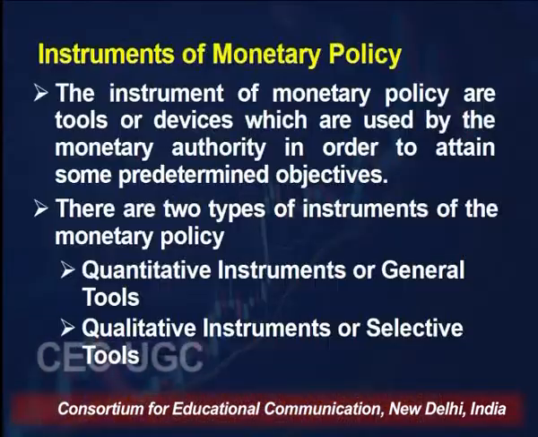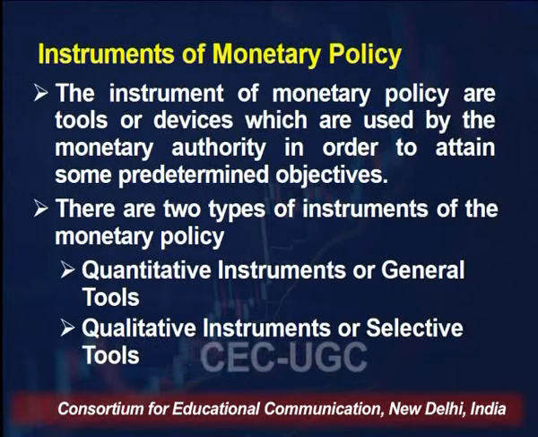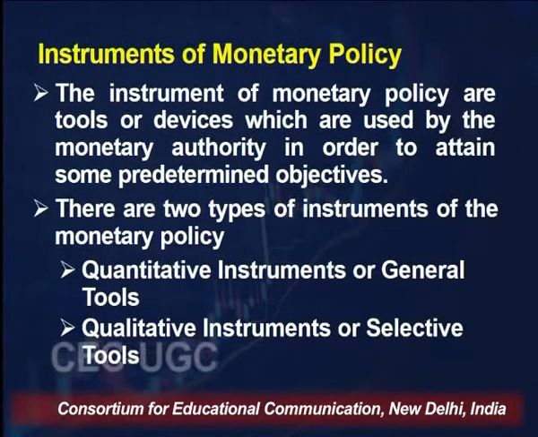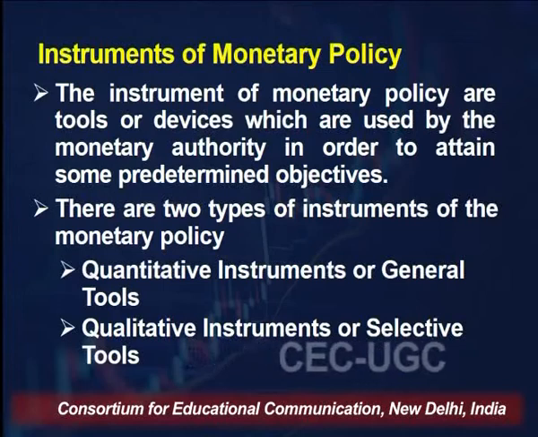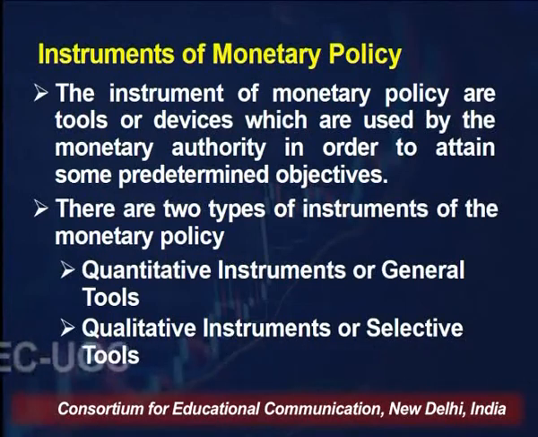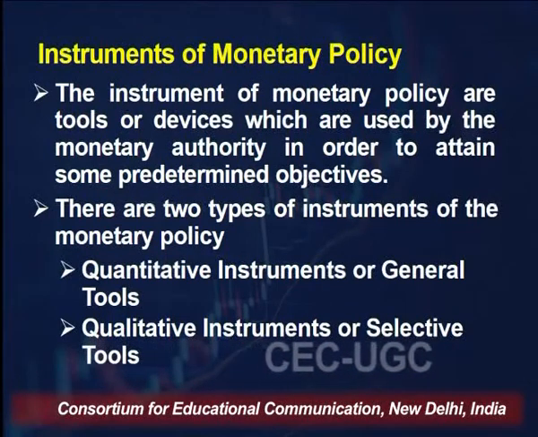Now, if we talk in brief about what instruments monetary policy has to achieve these objectives or targets: the instruments of monetary policy, we can say, are the tools or devices which are used by the monetary authority in order to attain some predetermined objectives. So, there are two types of instruments of monetary policy. One is quantitative instruments or general instruments, and the other is qualitative instruments or selective credit control.